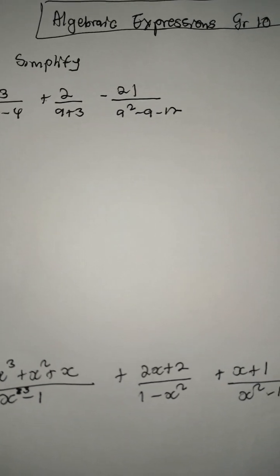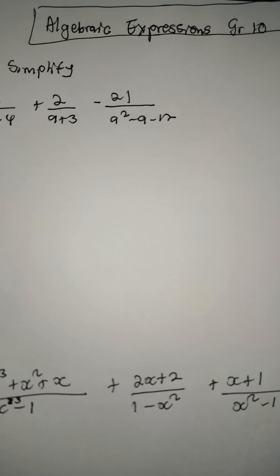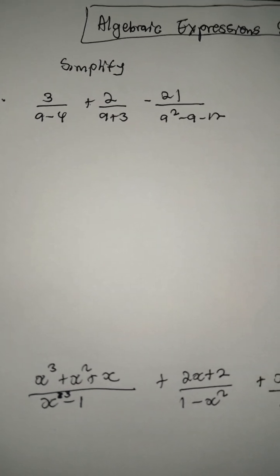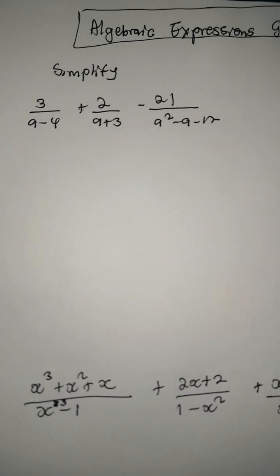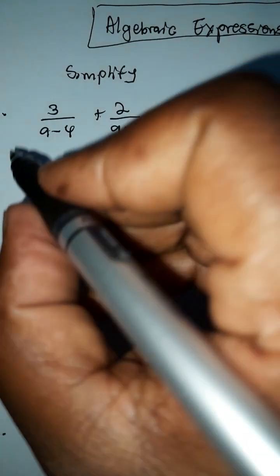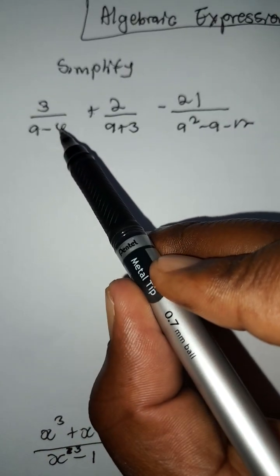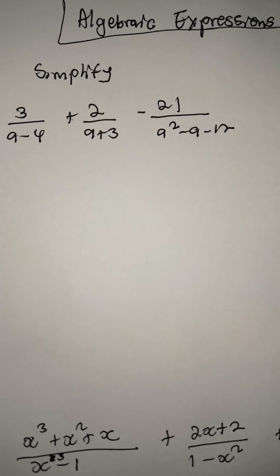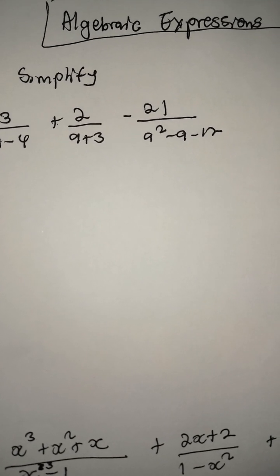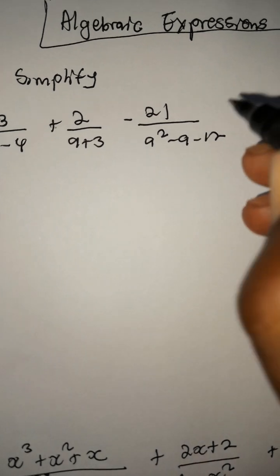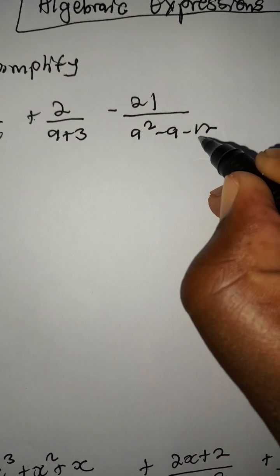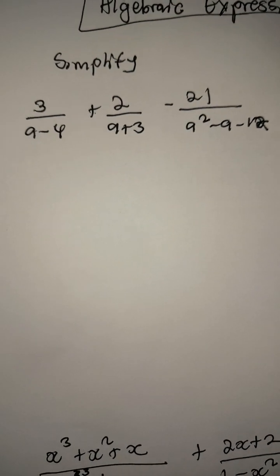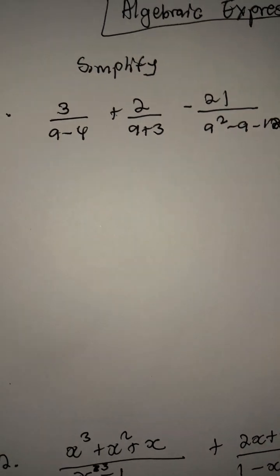Hi guys, in this video we'll be looking at algebraic expressions, grade 10. Specifically, we are going to work with algebraic fractions. We are given 3 divided by a minus 4, plus 2 divided by a plus 3, minus 21 divided by a squared minus a minus 12. We are required to simplify this.